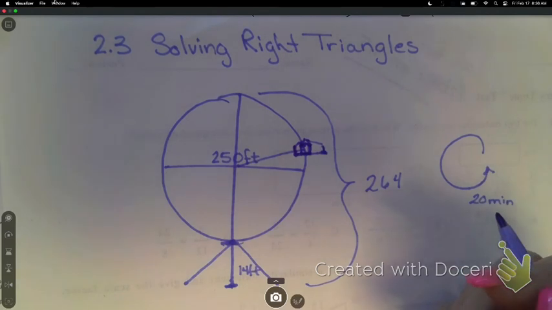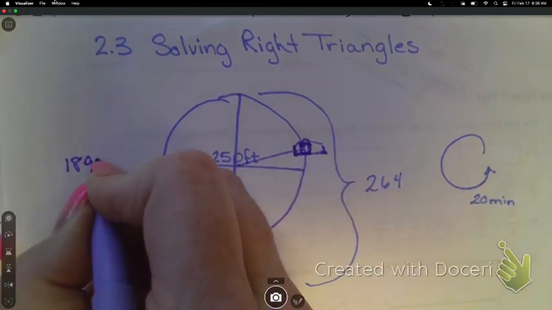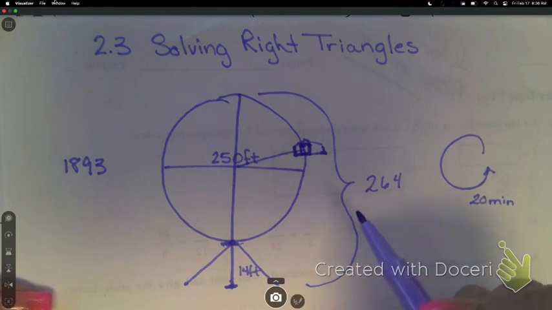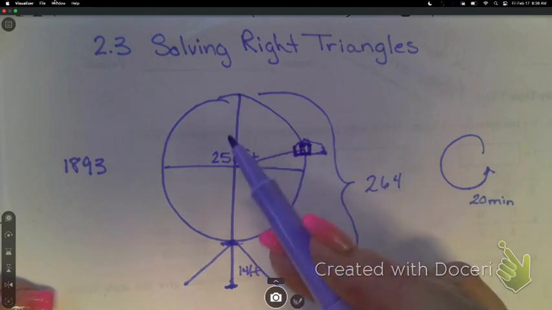But, okay, let's go back to the year. Guys, let's go back to the year. Do you remember what I said? 18 something. 1893. So in 1893, you got on this first Ferris wheel that you really didn't know what it was with 39 other people to take a 20-minute ride around a 250-foot diameter circle.